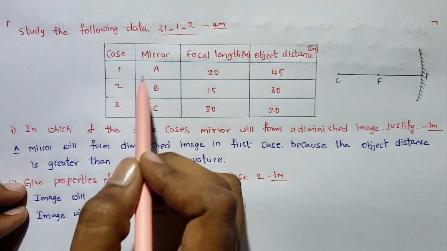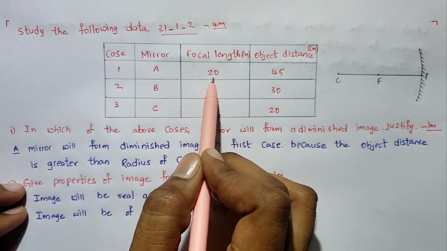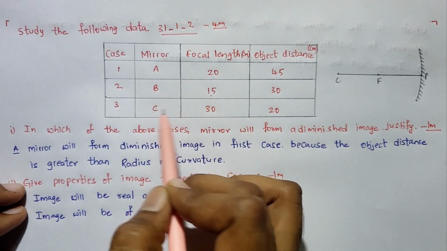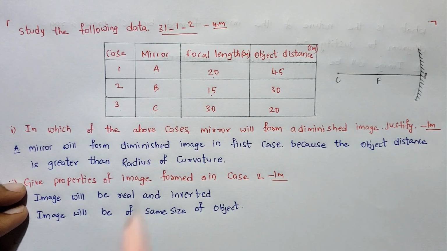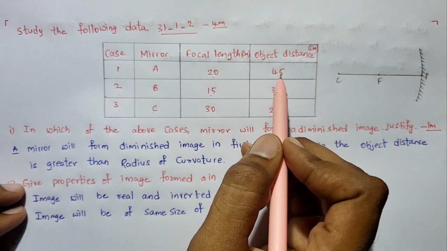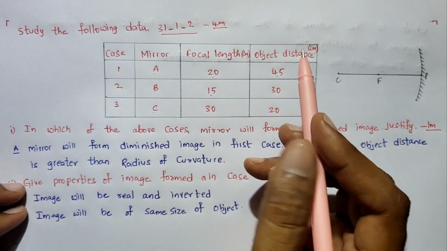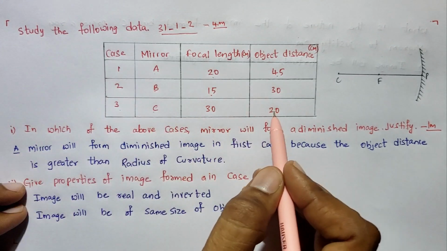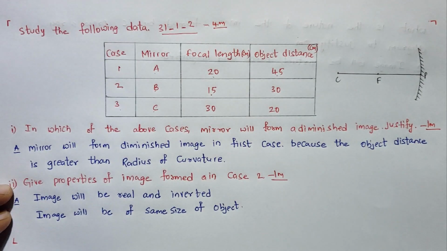They have given 3 mirrors, mirror A, mirror B and mirror C. The focal length of mirror A is 20 centimeters and focal length of B is 15 centimeters. Focal length of mirror C is 30 centimeters. All these are concave mirrors. And an object is placed at a distance of 45 centimeters in front of mirror A, another object is placed at 30 centimeters in front of B, and another object is placed at 20 centimeters in front of C. So this was the given information. Depending upon that given information, they asked 3 questions.